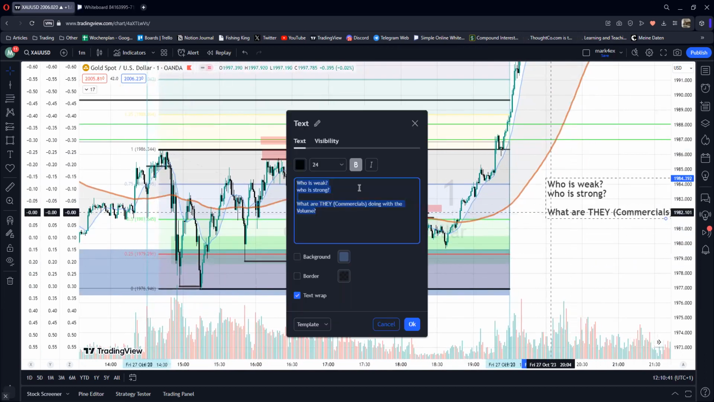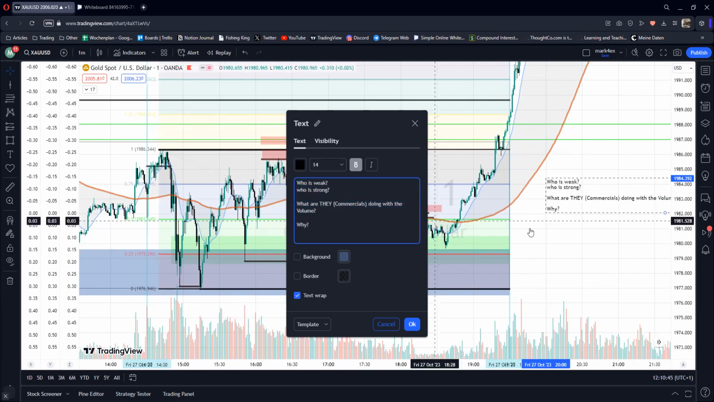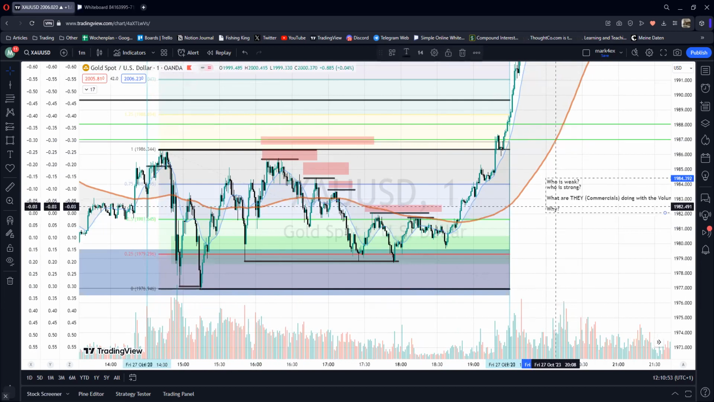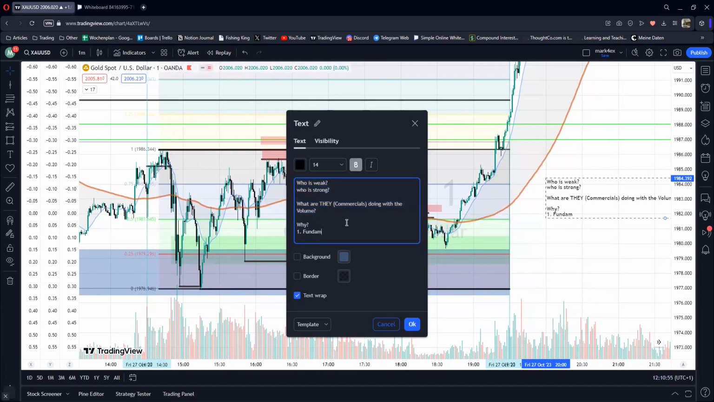Like the reason is, why are they accumulating? Why would they buy here, here? Do they have any reason, right? Perhaps one reason is fundamental, right? Fundamental.